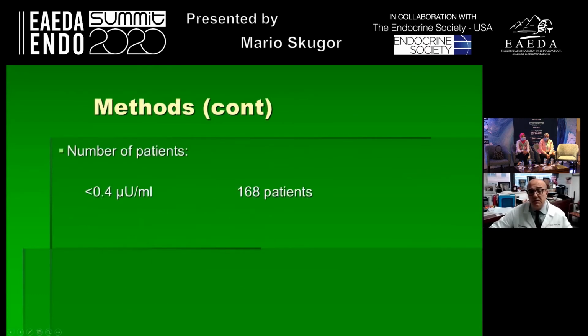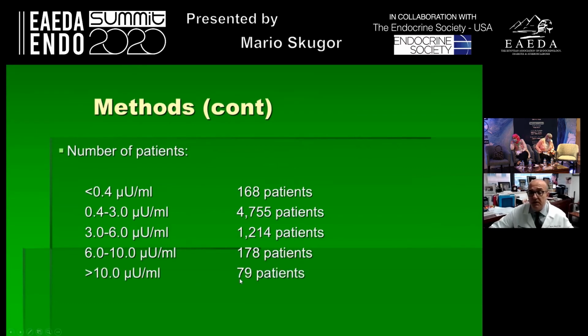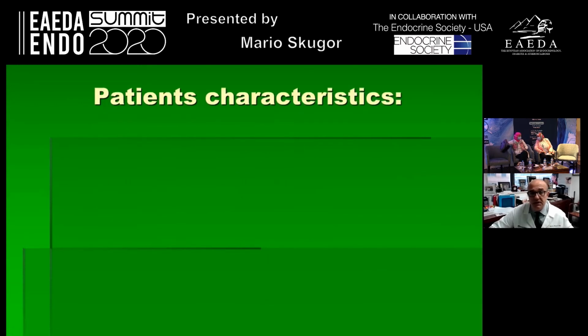As for the number of patients, we had 168 patients with subclinical hyperthyroidism, over 4,700 patients who were normal, about 1,200 patients with mild subclinical hypothyroidism, and about 178 with TSH between 6 and 10. Only 79 patients were fully hypothyroid at that point. And then we had to exclude 14 patients because we didn't have TSH.